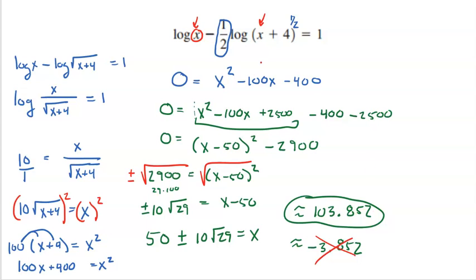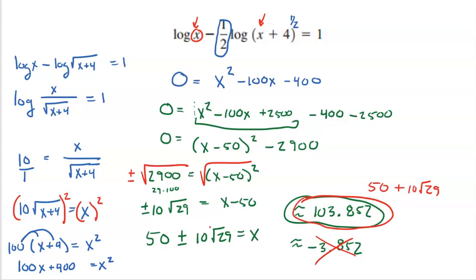Now, the 103.852, that could work in either one of these logs. It's going to create a positive number. Nothing wrong with positive numbers whatsoever. So I do have one really, really correct answer. The exact answer is 50 plus 10 radical 29, nice and reduced. The approximate answer is 103.852. Both of those answers are great for me right now.